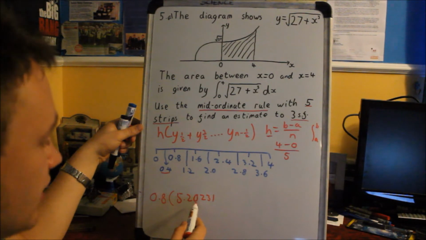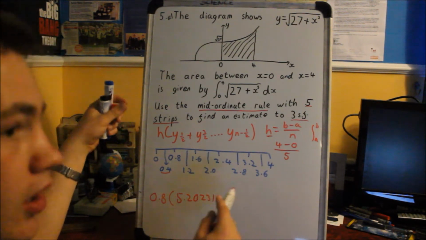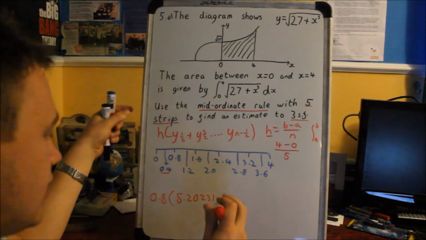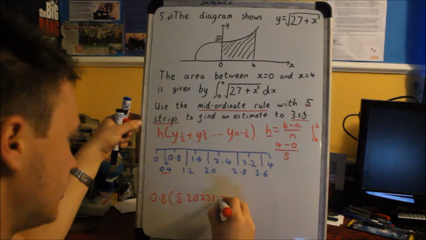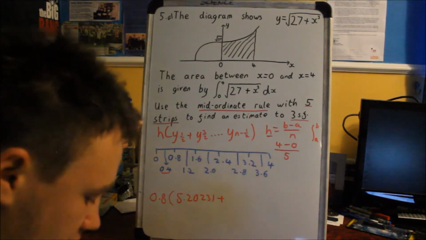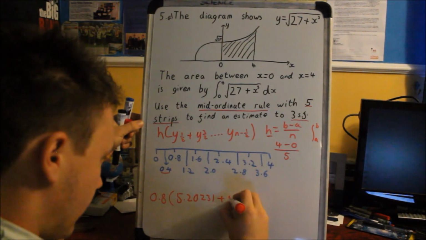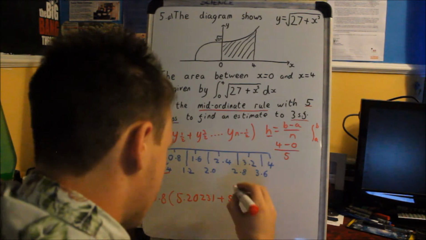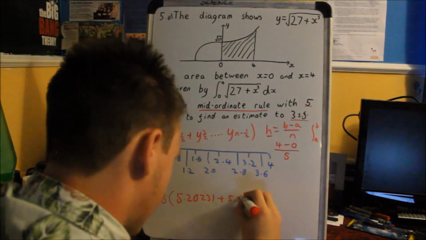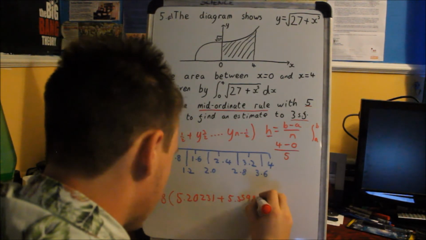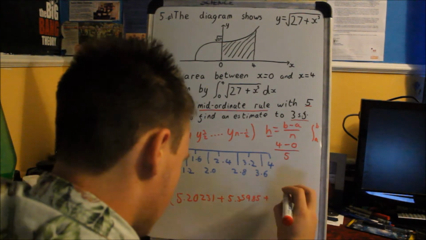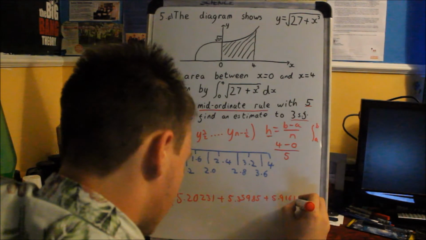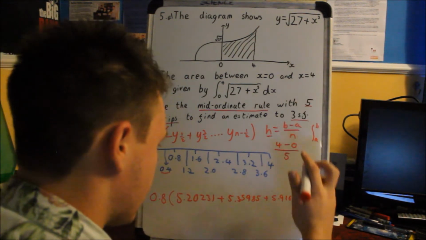Because if you use 3 significant figures throughout, when you add them up and then times it by 0.8 at the end, you might actually be slightly off the answer. So you do it to more significant figures than you want and then round it at the end. So 5.20231, I'll put this here. We've got 5.35985 if we were to put 1.2 into that equation, and 5.9161 if we were to put 2 into that equation.